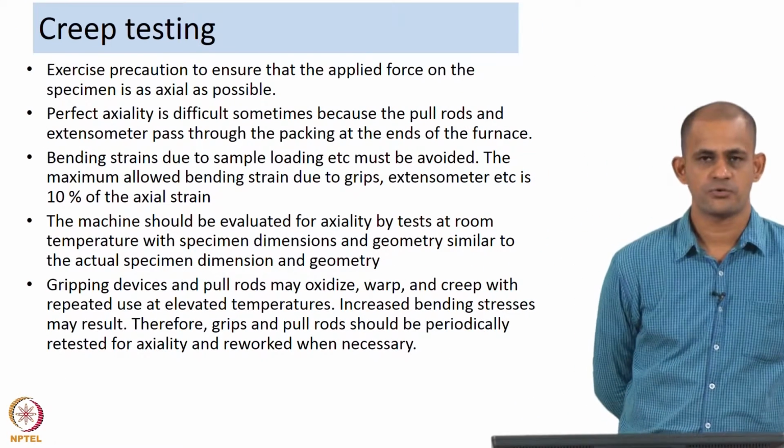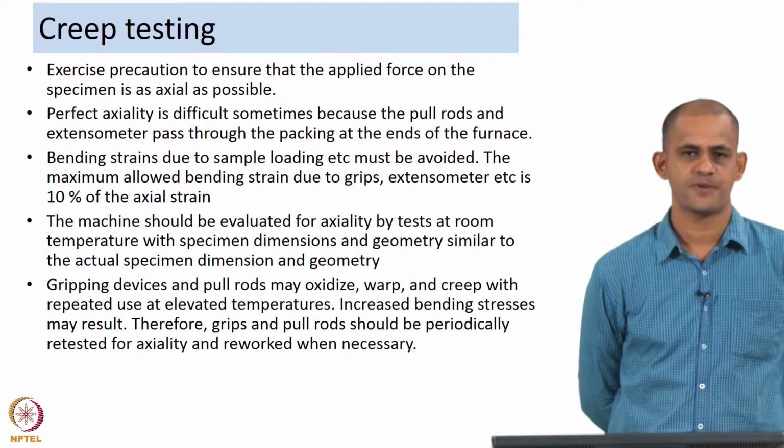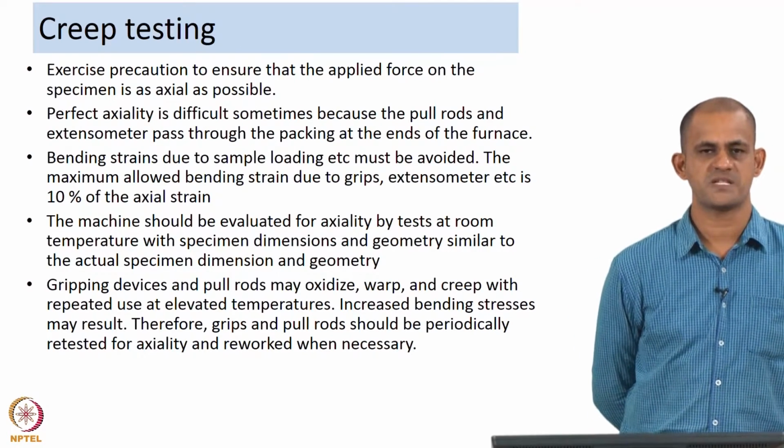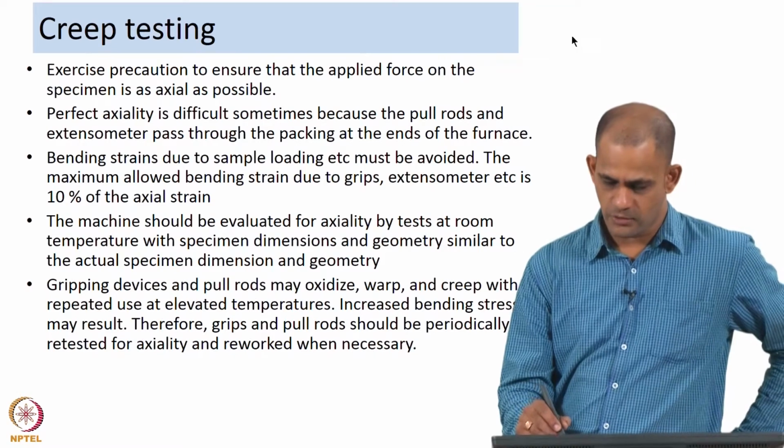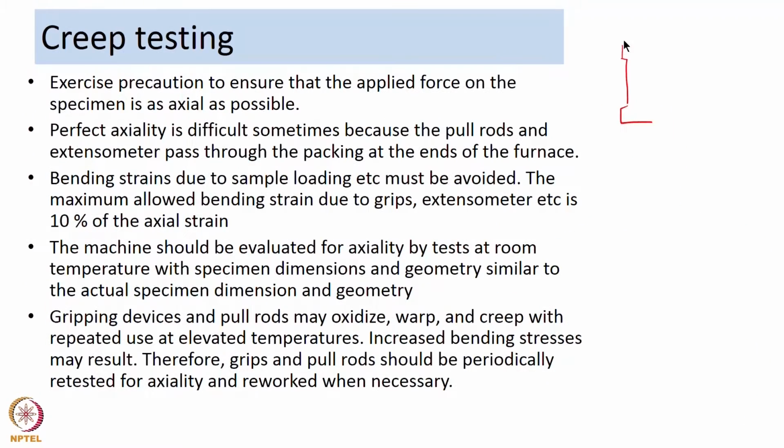The other precautions that you should exercise are as follows. You should exercise precaution to ensure that the applied force on the specimen is as axial as possible. So, if you are doing your tensile or compression test, the load that is getting applied should be as axial as possible. Sometimes perfect axiality is difficult because the pull rods and extensometers pass through the packing at the ends of the furnace.